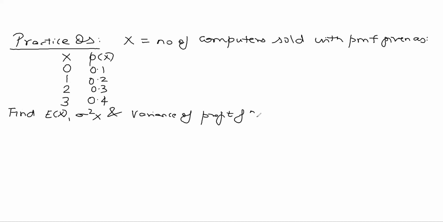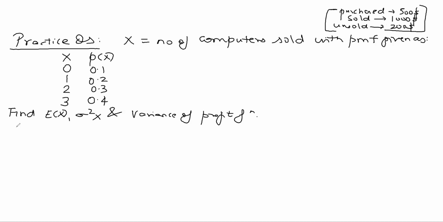Remember the same thing, I'm just quickly revising. Every computer was purchased at $500 a piece. It was sold at $1,000 a piece, and the unsold computers were bought by the manufacturers for $200 a piece. It's the same question we are doing, which we have already done before in the lecture.